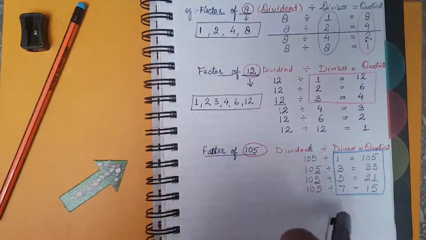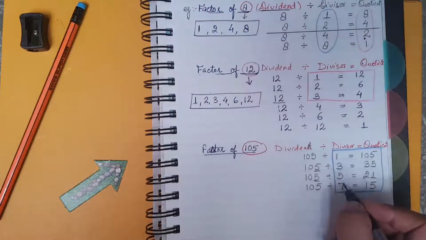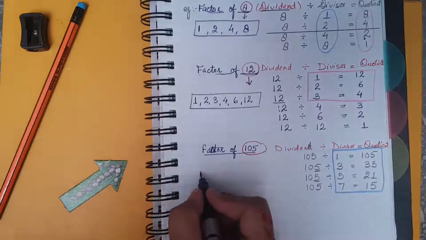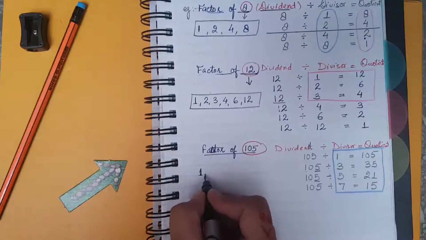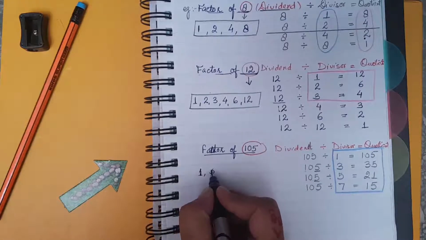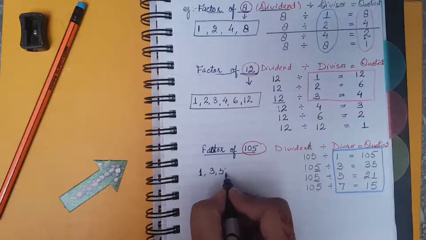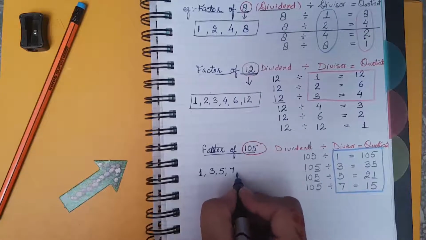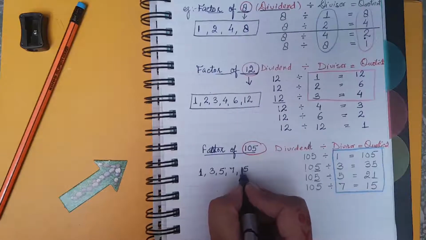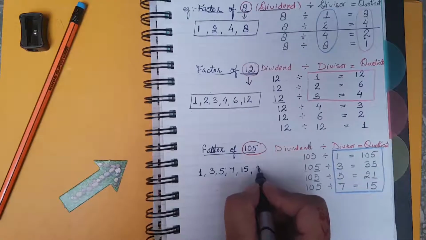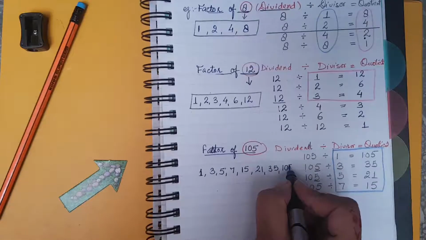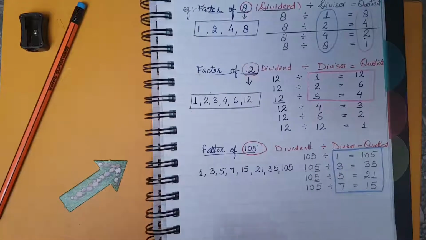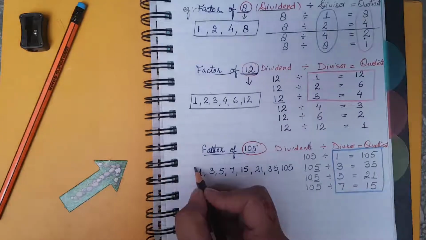The factors of 105 are, now you have to write in increasing order: 1, 3, 5, 7, 15, 21, 35 and the number itself, 105. So these are the factors of 105.